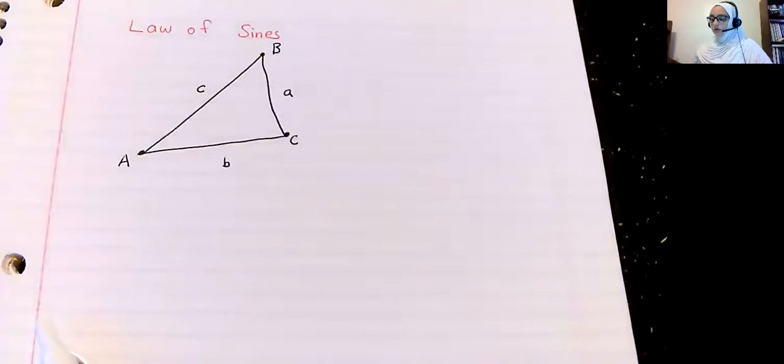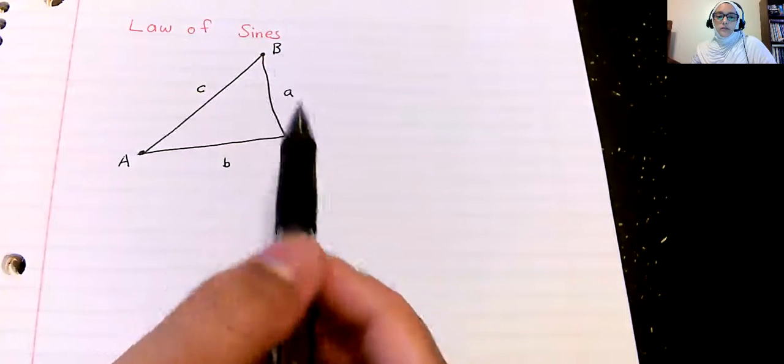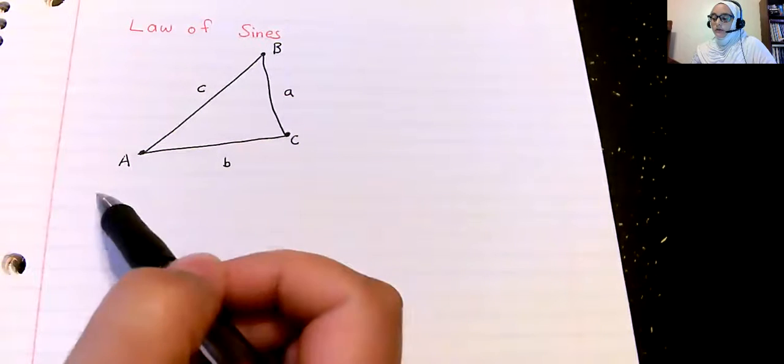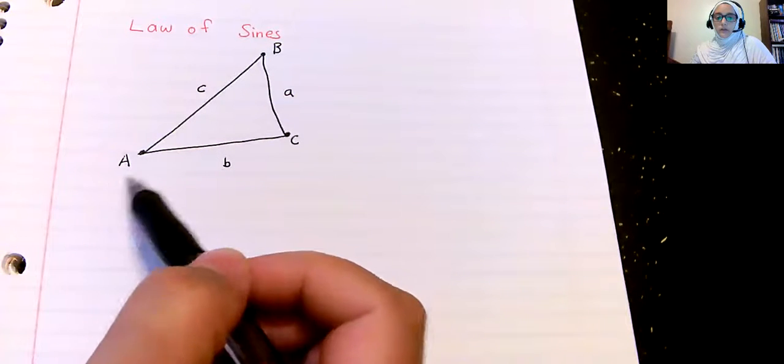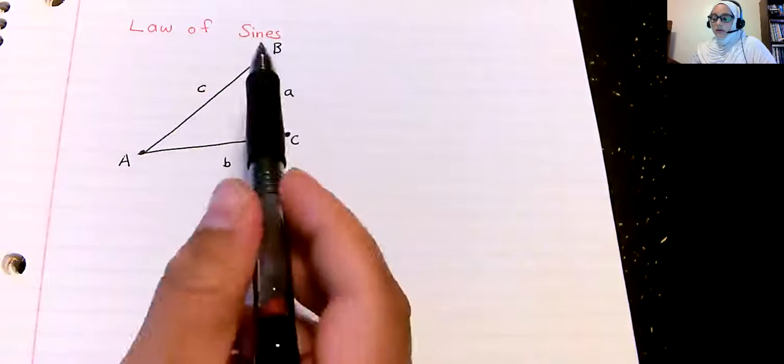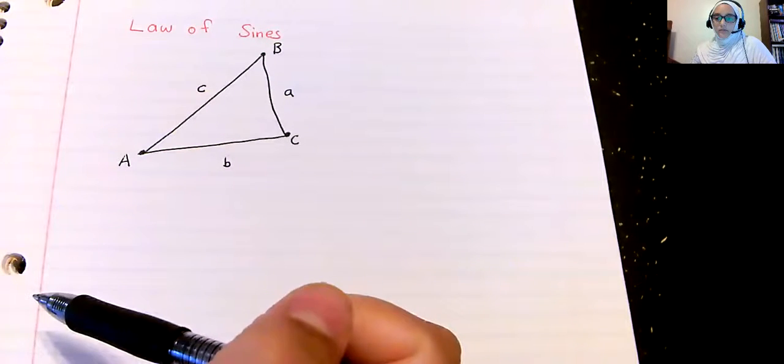All right, so I'm going to quickly show the derivation of the law of sines, so where it comes from. Here I have a basic triangle, and it's just labeled A, B, C. This is not an equilateral, this is not a right triangle, this is just a basic oblique triangle, right?